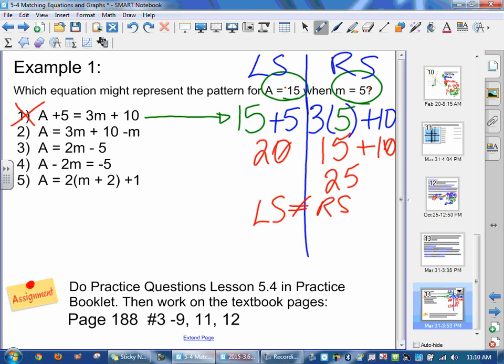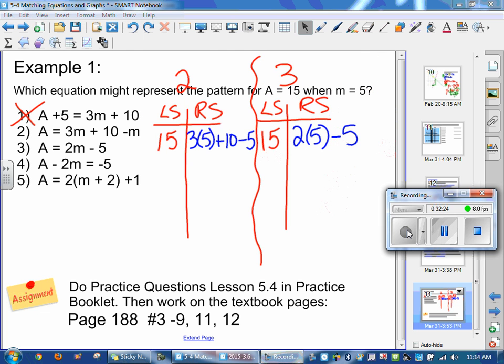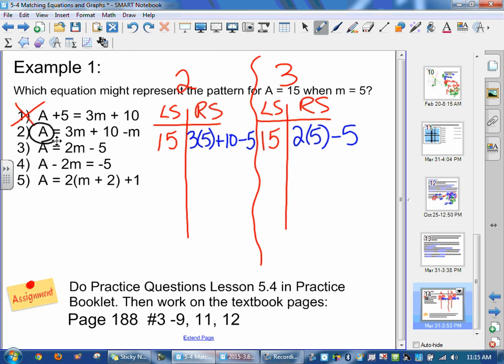Check equations 2 and 3. Left side is 15 because it's got the a sitting there. Then I put my 3 times my m plus my 10, subtract my m. That's everything here with all the numbers put in. Now you do the math. 15 plus 10 minus 5. 25 minus 5 is 20. Does 15 equal 20? No, it does not. Okay, 15 doesn't equal 20, so it can't be equation 2.